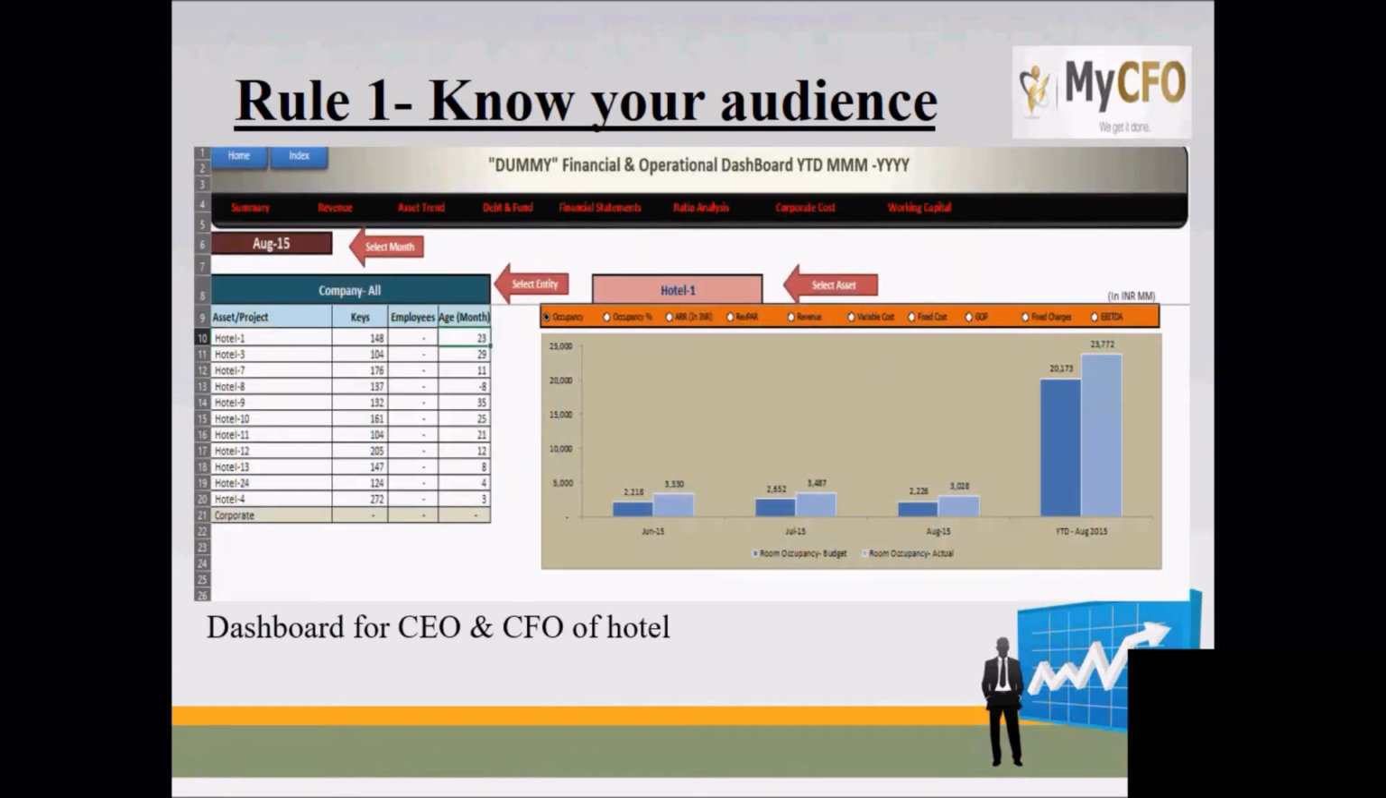Another example, this is the dashboard that we created for a CEO and a CFO of a hotel. It just gives one particular graph and a few data points, but it gives the overall picture about a hotel. The few parameters that need to be seen in the dashboard of a particular hotel are occupancy percentage, ARR, the revenue, the variable cost, fixed cost. Everything can be seen in this just one particular graph. With the help of radio buttons, we can provide all these data.